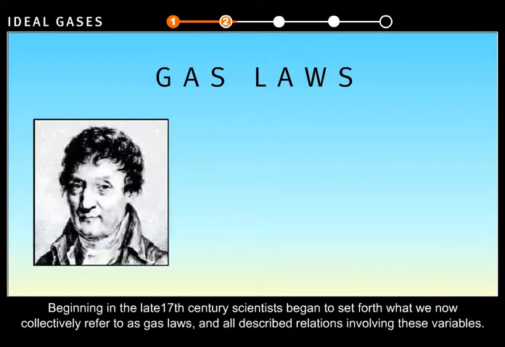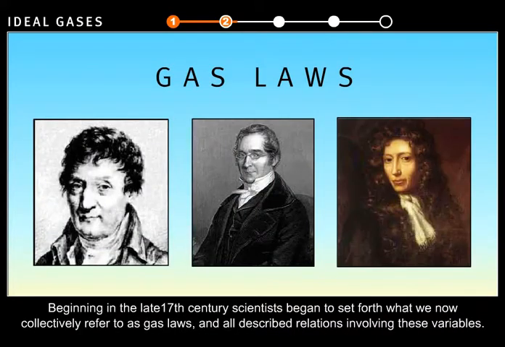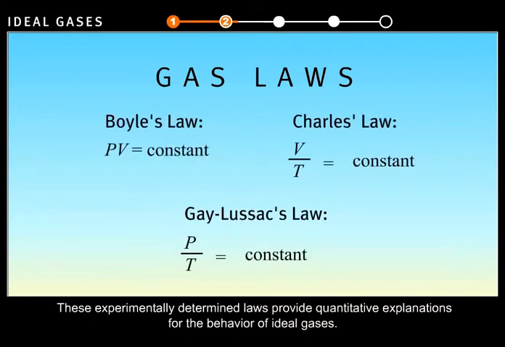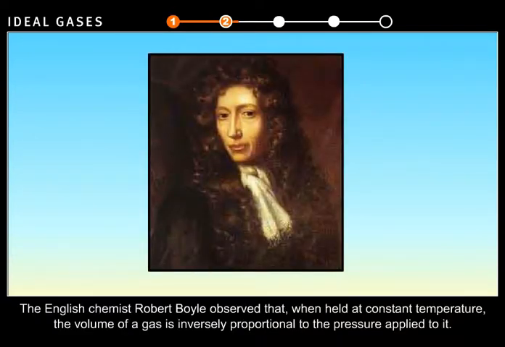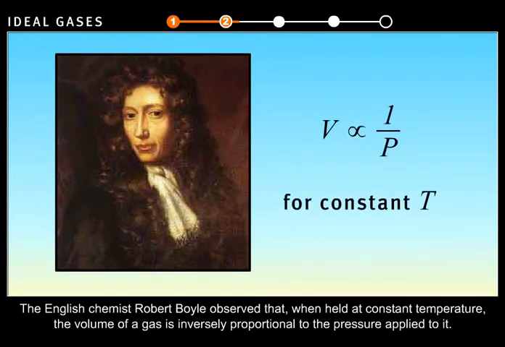Beginning in the late 17th century, scientists began to set forth what we now collectively refer to as gas laws, and all described relations involving these variables. These experimentally determined laws provide quantitative explanations for the behavior of ideal gases. The English chemist Robert Boyle observed that, when held at constant temperature, the volume of a gas is inversely proportional to the pressure applied to it.